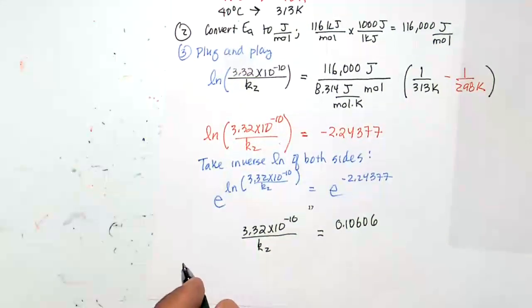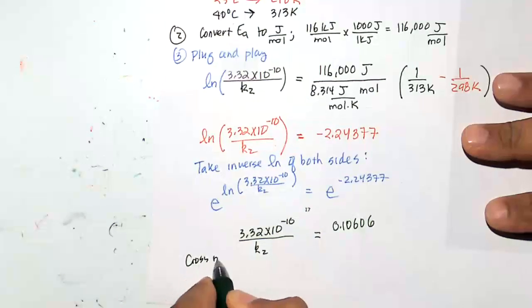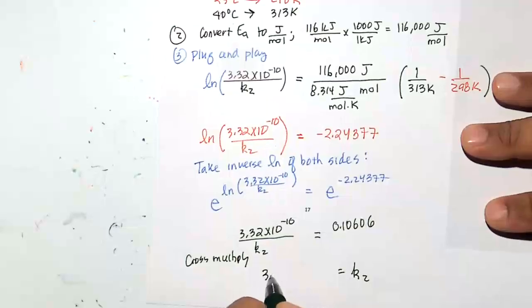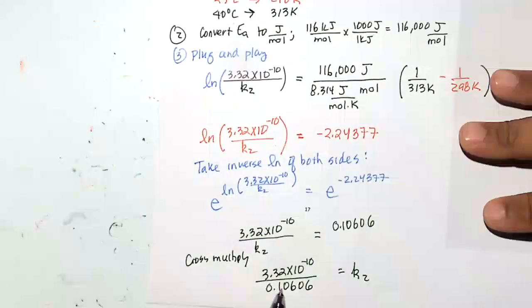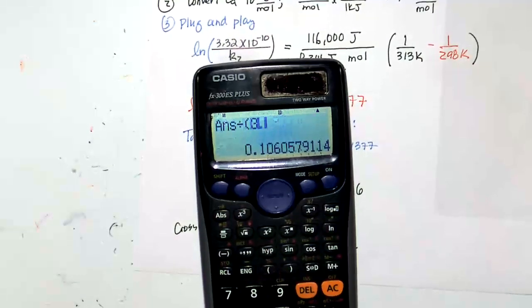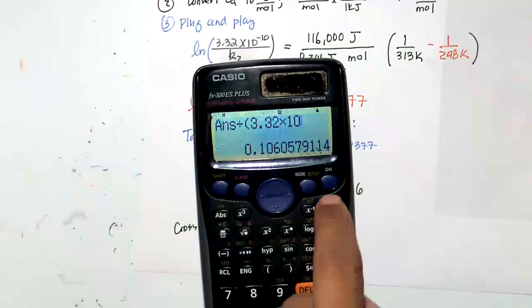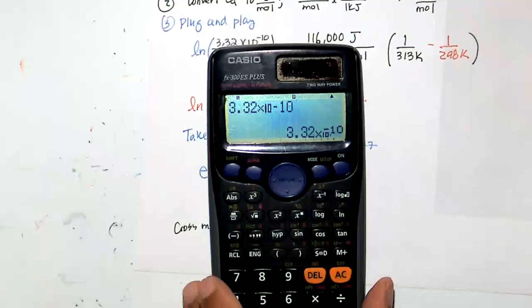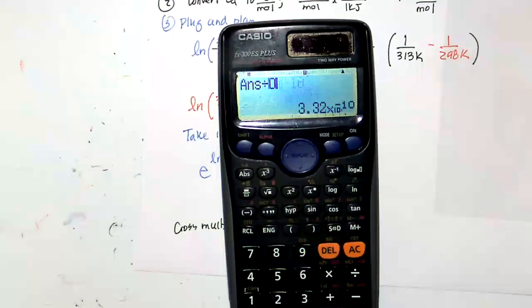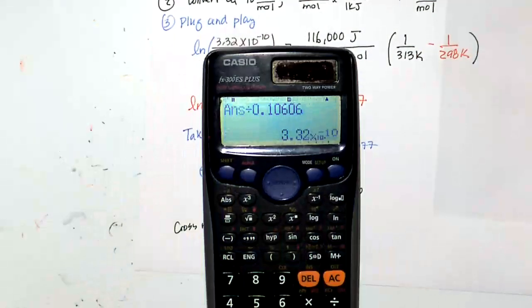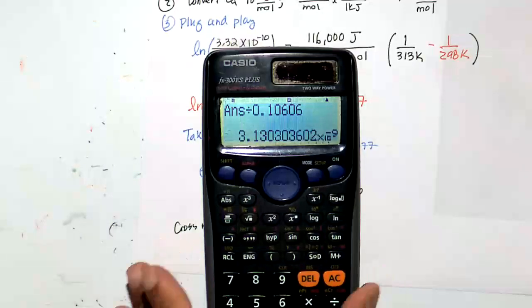All right, we'll cross multiply to isolate K2. So K2 is 3.32 times 10 to the minus 10 divided by 0.10606. And what did you guys get when you do that? 3.13 times 10 to the minus 9.